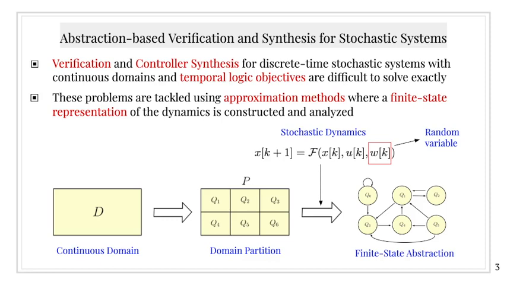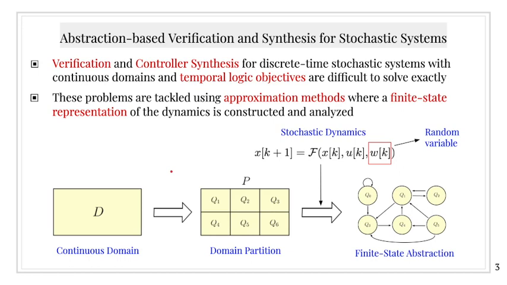Temporal logic objectives refer to well-defined sequences of states you would like a given system to reach or avoid in time, and include safety objectives, reachability objectives, repeated reachability objectives, among others. Solving these problems exactly for continuous domain systems turns out to be infeasible in general, and one has to resort to approximation methods instead.